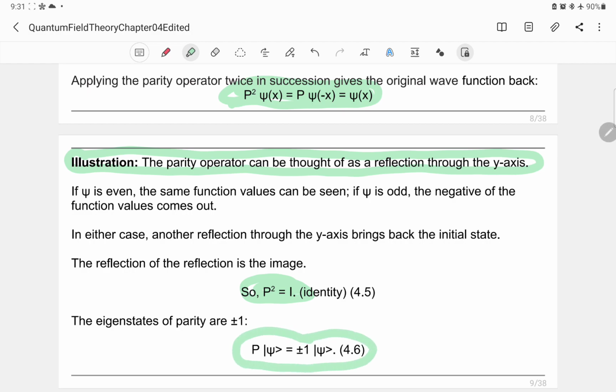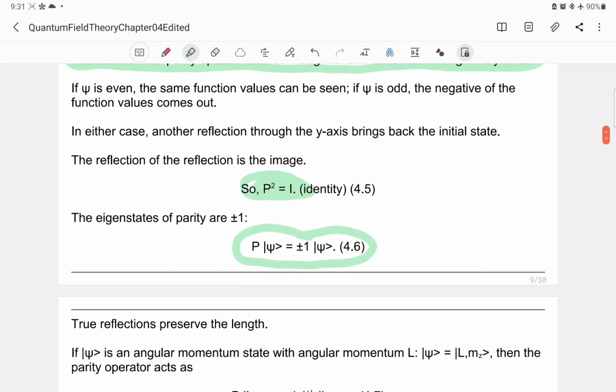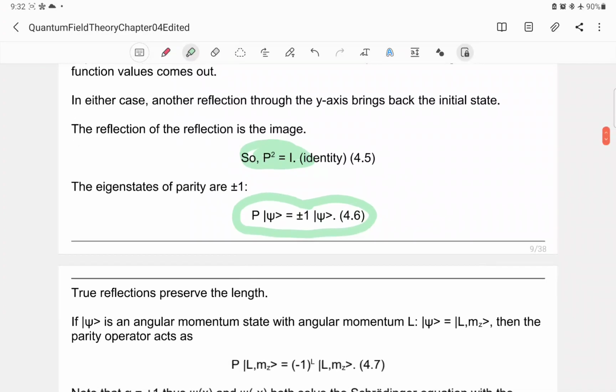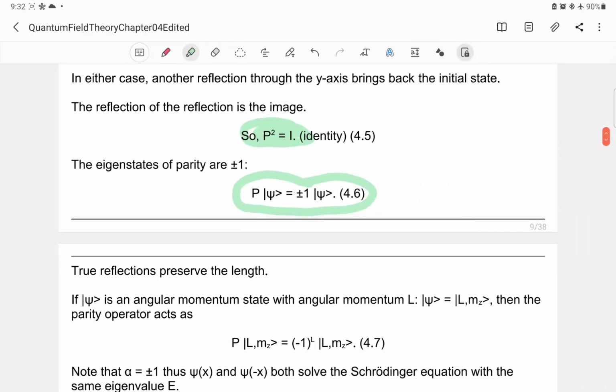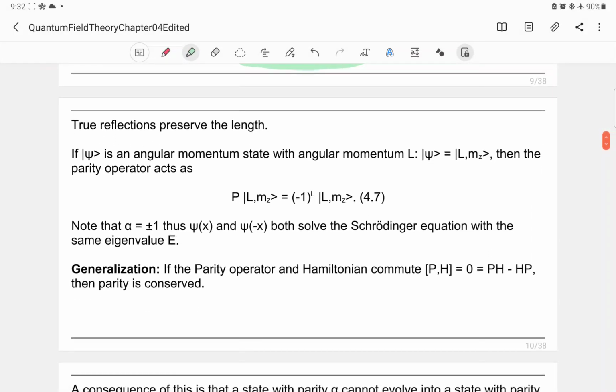Those are the eigenvalues. I mean, the eigenvalues are plus 1 and minus 1, and then you have the eigenstates, just the positive or negative of the original one. True reflections preserve the length, if it's just a reflection.